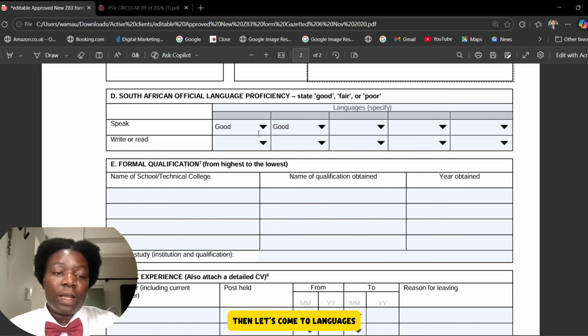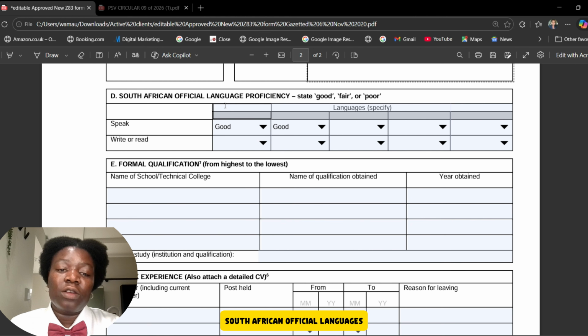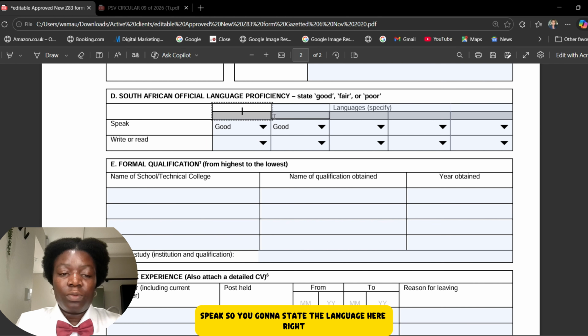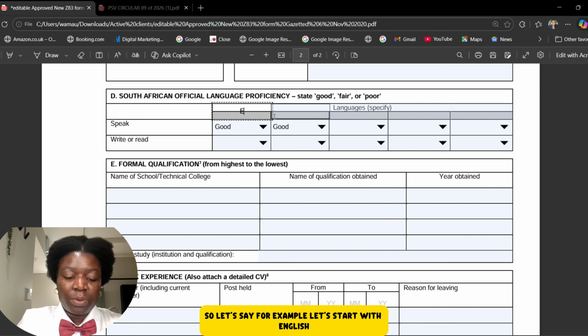Okay. Then let's come to languages. South African official languages, proficiency, state good, fair, or poor, right? Speak. So you're going to state the language here. Right, so let's say, for example, let's start with English.